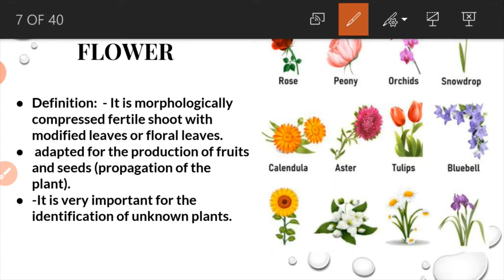So next is flower. These are the different types of flowers. So how will we define flower? Flower is a highly modified shoot which is meant for sexual reproduction of the plants. It is morphologically a compressed part and it is a fertile shoot with modified leaves or floral leaves. Flower is meant for the production of fruit and seeds, which will form the future plant.